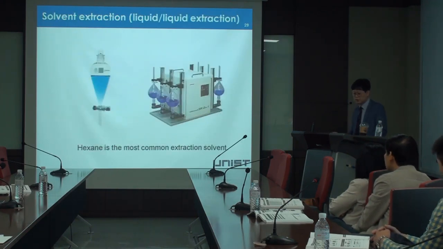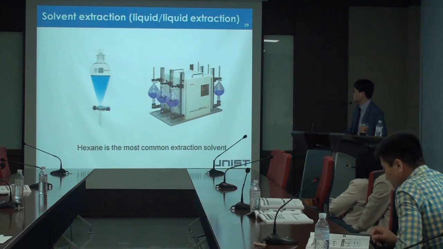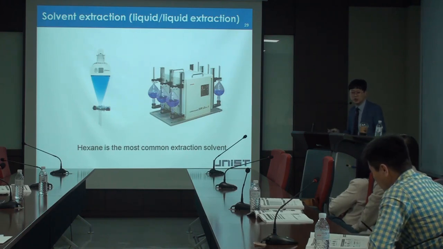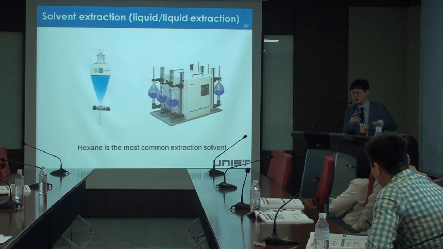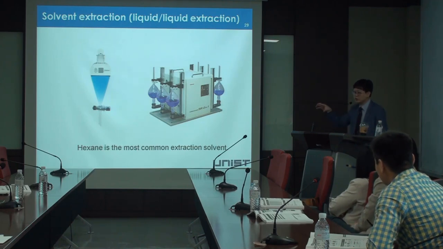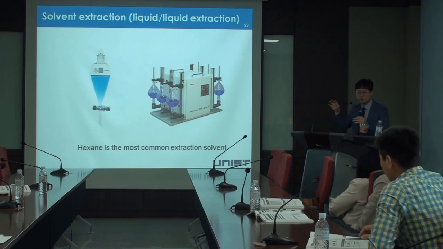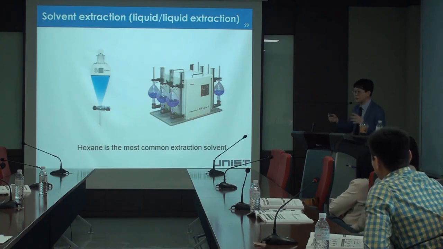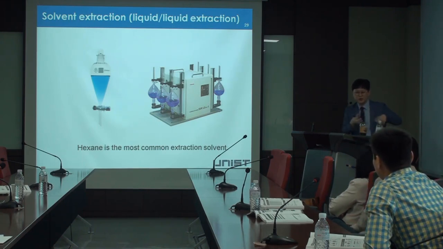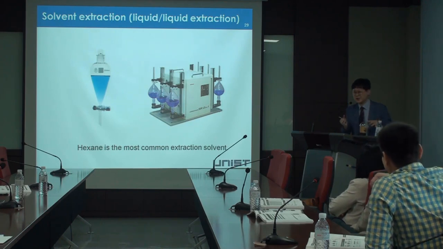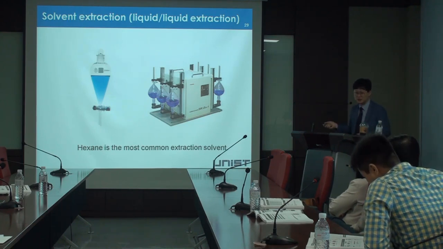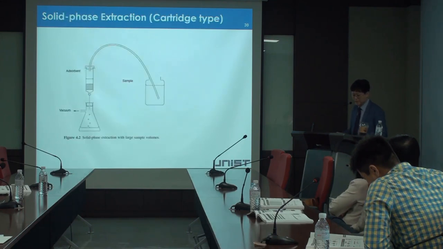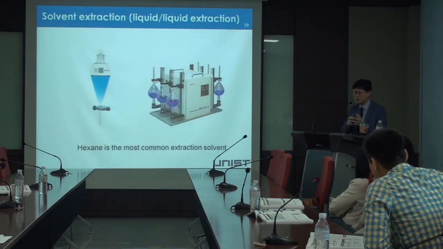Solvent extraction is also used for liquid samples. For a water sample, we can mix it with solvent and shake. Then the pollutants in the water move to the solvent. This is a very simple separation method, but if there are many samples, it takes a long time and is labor intensive. Scientists especially hate this shaking, so we can use an electric shaker. In these cases, we use a large volume of solvent.